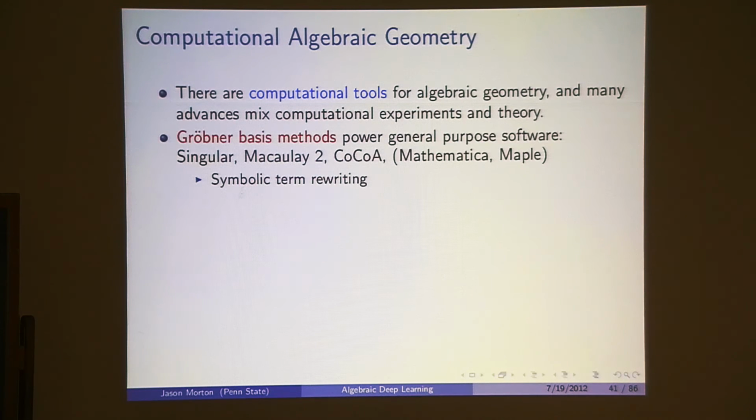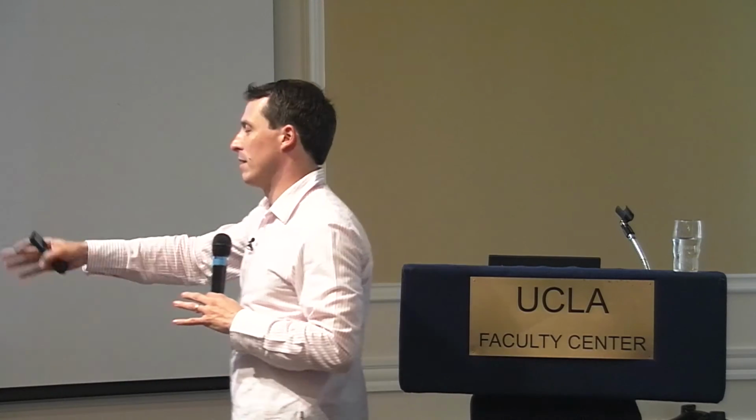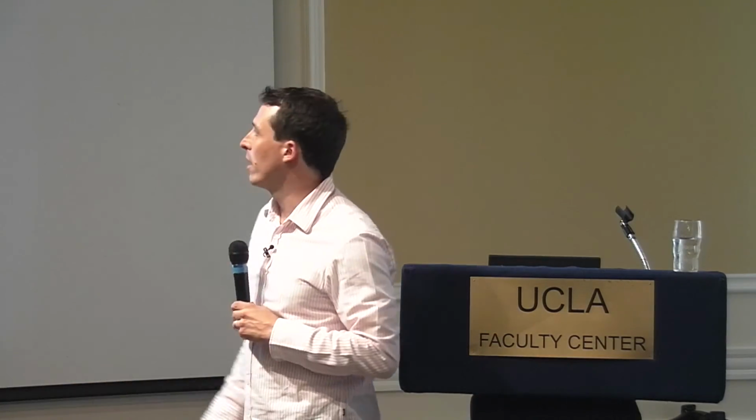Okay, so we have some tools to do this other than paper and pencil. There are computational tools available in algebraic geometry. I just want to mention some of these. Many times when we're trying to figure these things out, we mix computational experiments with theory. So we run the program and ask it what the equations of this thing are, and it tells us. Then we can do that for a bunch of small examples, and then we make a conjecture as to what it is for all sizes.